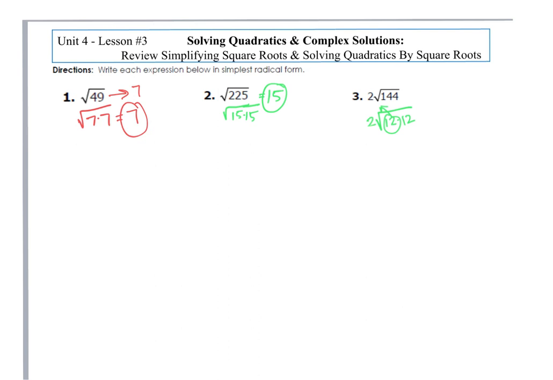But we already have this 2 on the outside right here. So we're going to say 2 times whatever comes out of the radical, which was 12. Then we have to multiply those two to get 24. Again, above this is being read as 2 times the square root of 144. So 2 times whatever comes out.